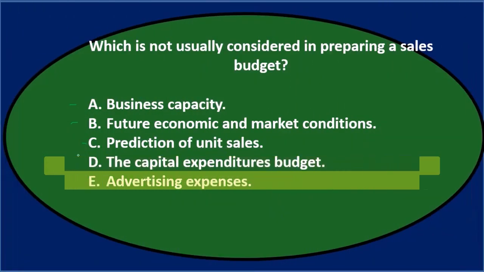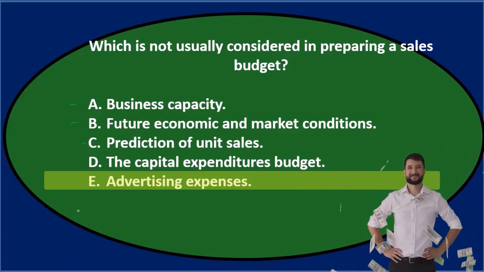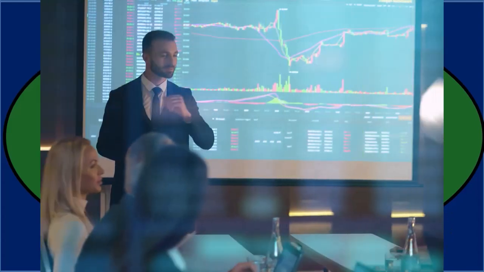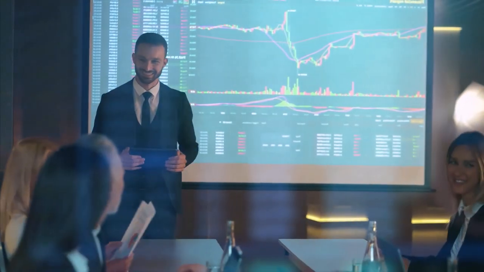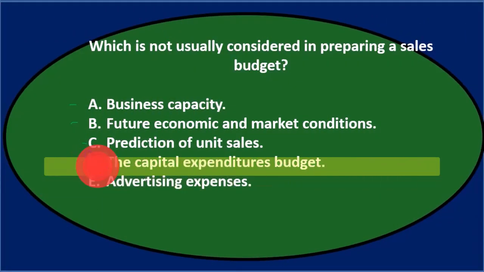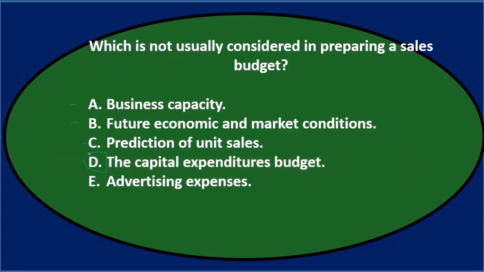And then E says advertising expenses. So advertising expenses is a little bit tricky because that's going to be a type of expense. But notice, of course, the advertising is going to be related to what we think our sales are going to be. So when we project what sales and how many units we're going to sell in the future, we might have to consider advertising in that projection because the advertising could affect our sales amount. So of those, I would think that D would be our final answer. Final answer, which is not usually considered in preparing a sales budget, D, the capital expenditures budget.